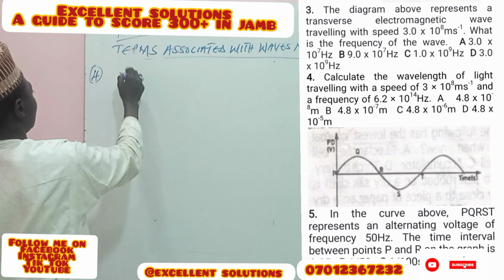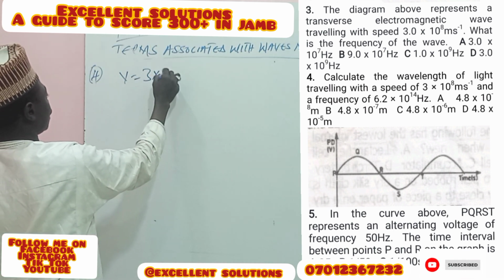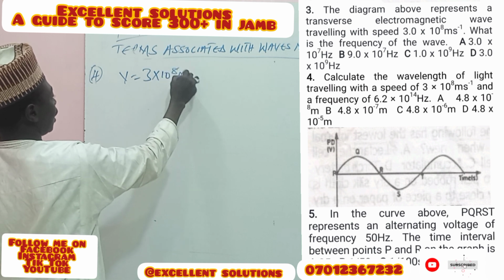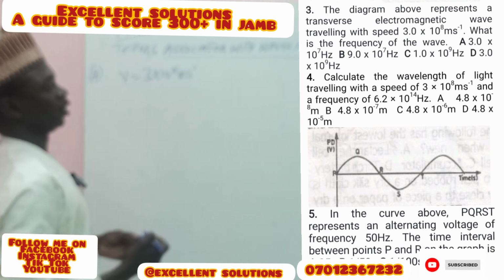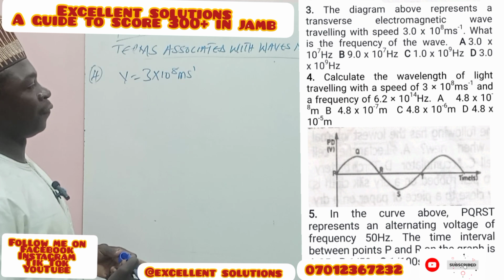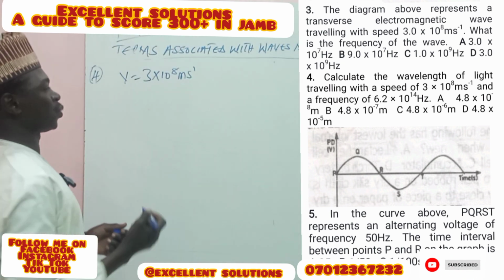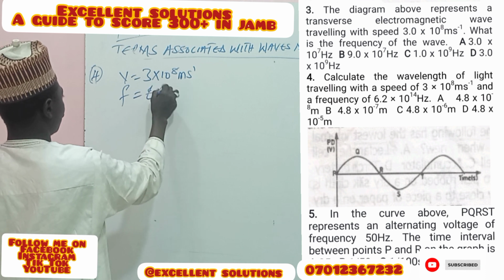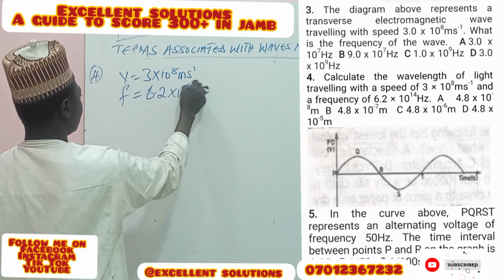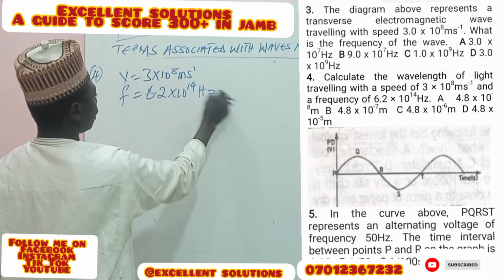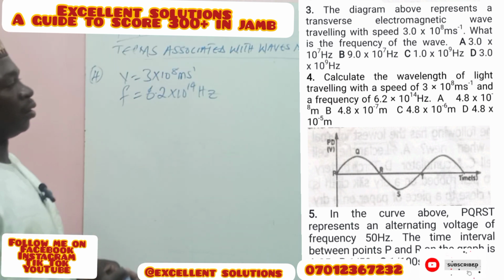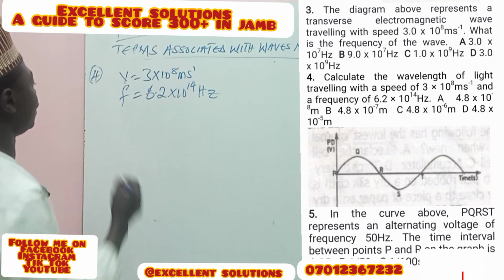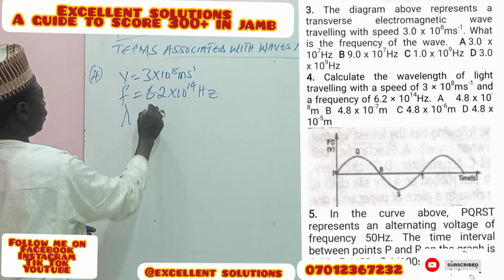So we have V equals 3 exponential 8 meters per second and a frequency of 6.2 exponential 14, F equals 6.2 exponential 14 hertz. Okay, we have to calculate the wavelength. We are looking for lambda.